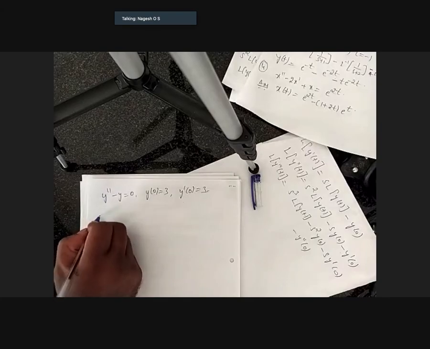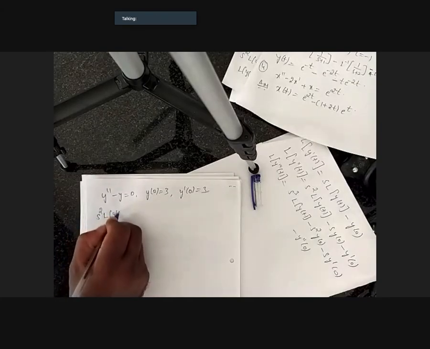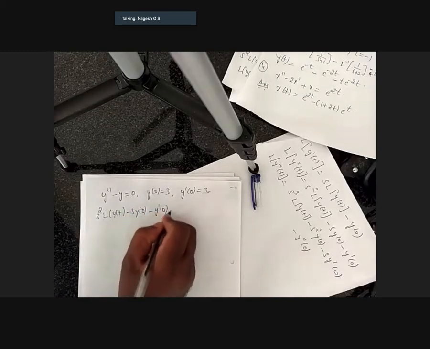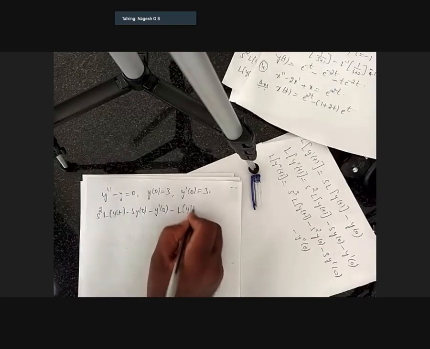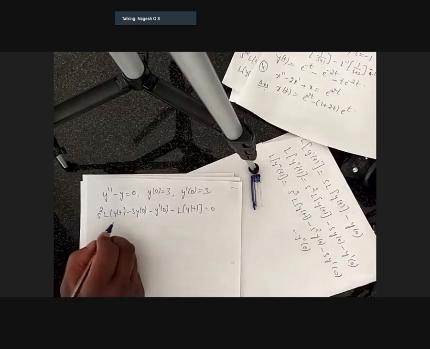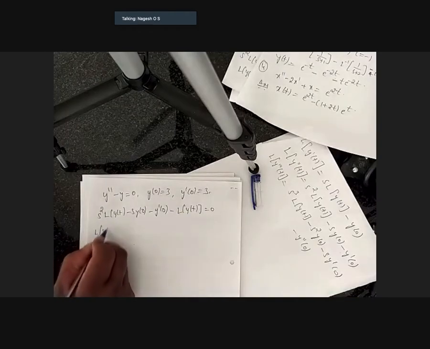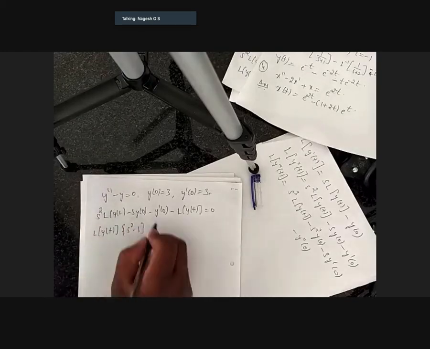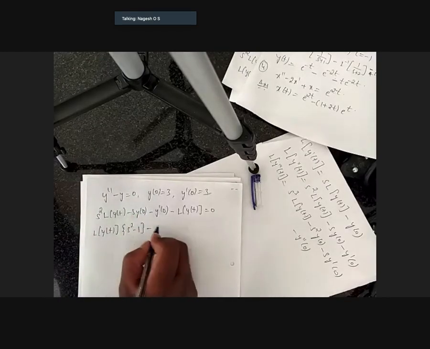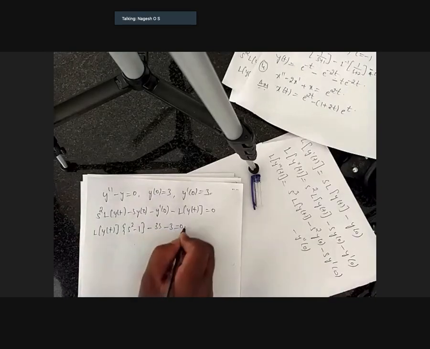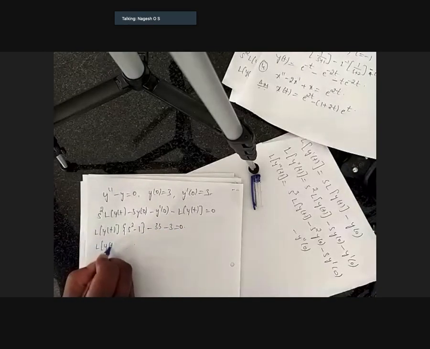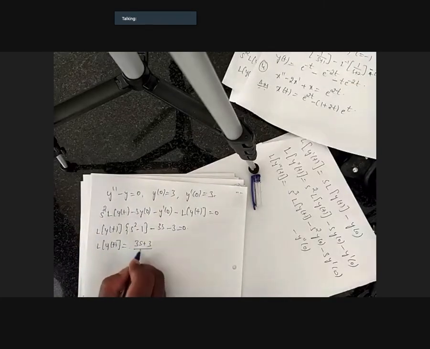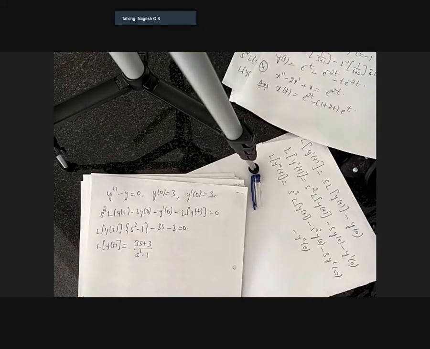First write Laplace transform of y double dash, that is s square L of y of t minus s y of 0 minus y dash of 0 minus L of y of t equal to 0. So take L of y of t common. So s square minus 1, and for this y of 0 is 3, 3s minus 3 equal to 0. L of y of t equal to 3s plus 3 divided by s square minus 1.